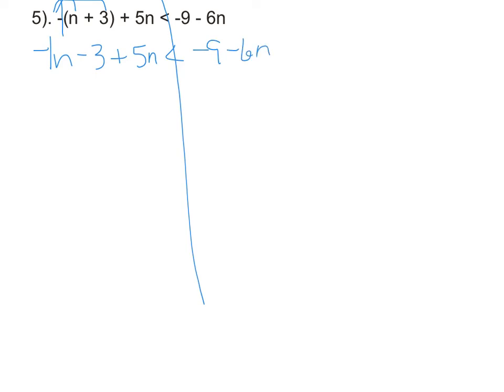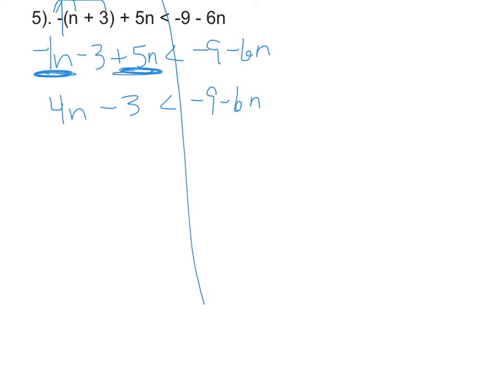So now on the left we can combine like terms. So we have this negative 1n and this positive 5n. So negative 1 plus 5 would be positive 4n. Bring down the minus 3 is less than negative 9 minus 6n.